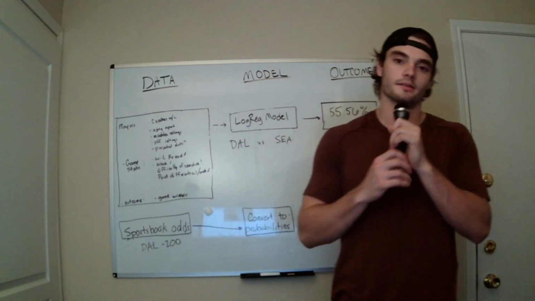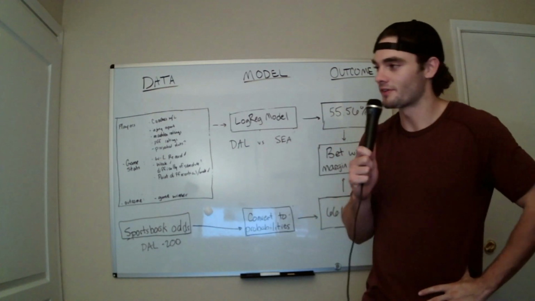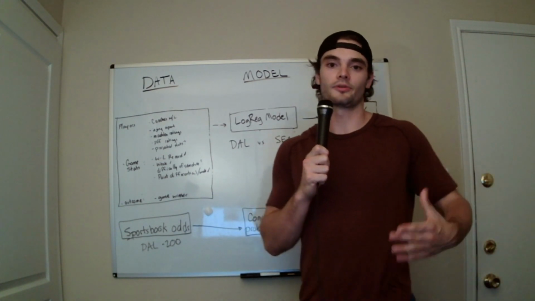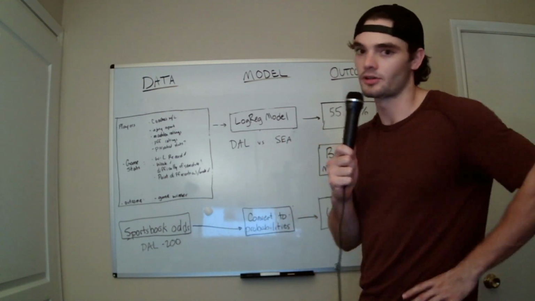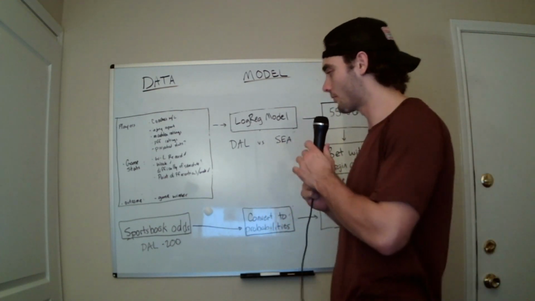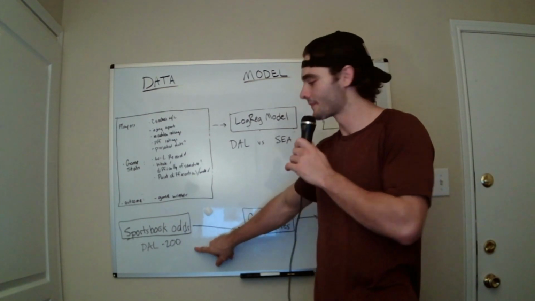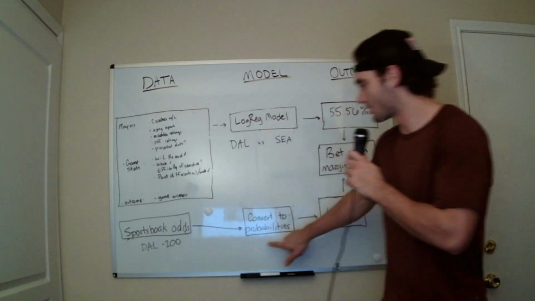That's all fine and dandy, right? We now know that Dallas has a 55% chance of winning the football game, but what do we do with that information? Do we bet for Dallas because they're favored? Do we bet against Dallas because we might have good odds against Dallas? Well, that's where the sportsbook odds come in handy. But what we do is we take the sportsbook odds and we convert them into probabilities.